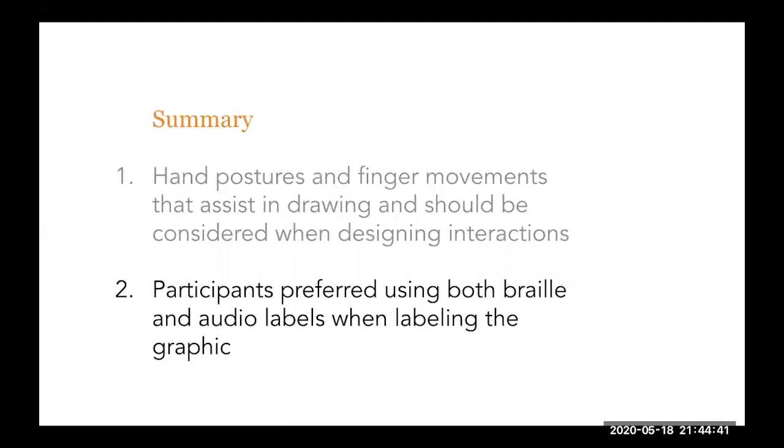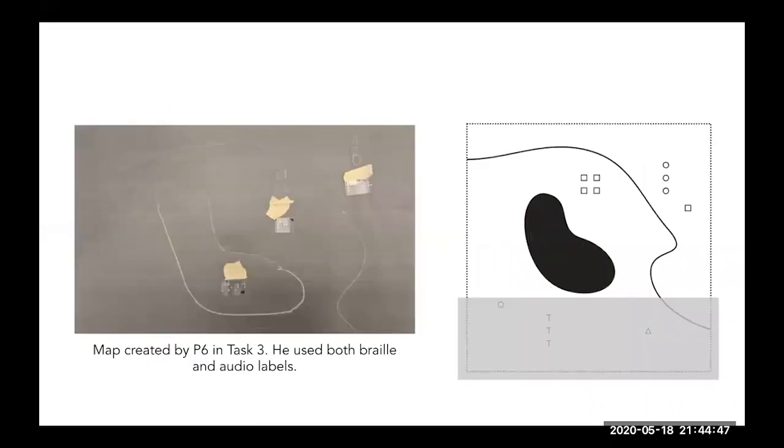We also noticed that participants tended to combine braille and audio when labeling the graphics. So as seen here, this is the map that participant 6 created, and he chose to label his graph with braille and audio. He also used a different tactile marker for audio, represented by the yellow paper.